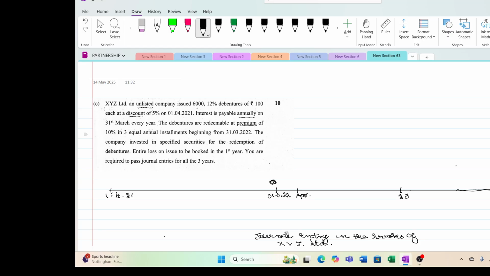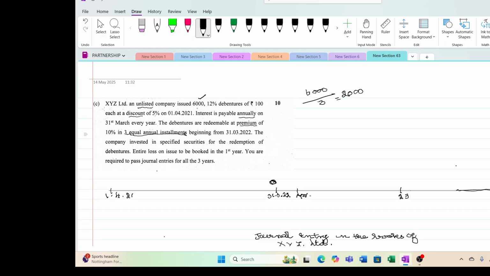Okay, so it is going to be redeemed in 3 equal installments. It means you got 6,000 debentures. You are going to redeem it in equal 3 installments. So the number of installments is 3. So every year you are going to redeem 2,000 debentures. Okay, and with the premium of 10%.